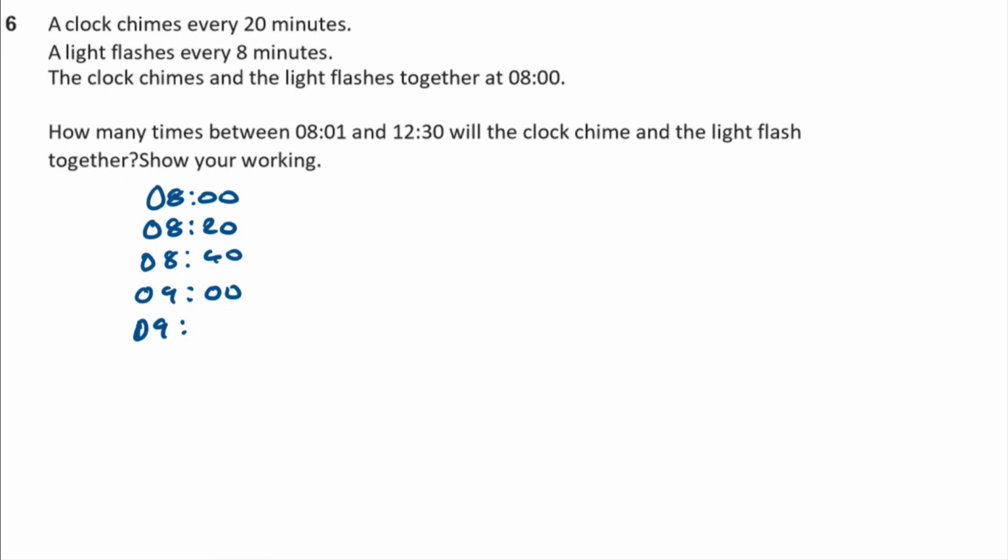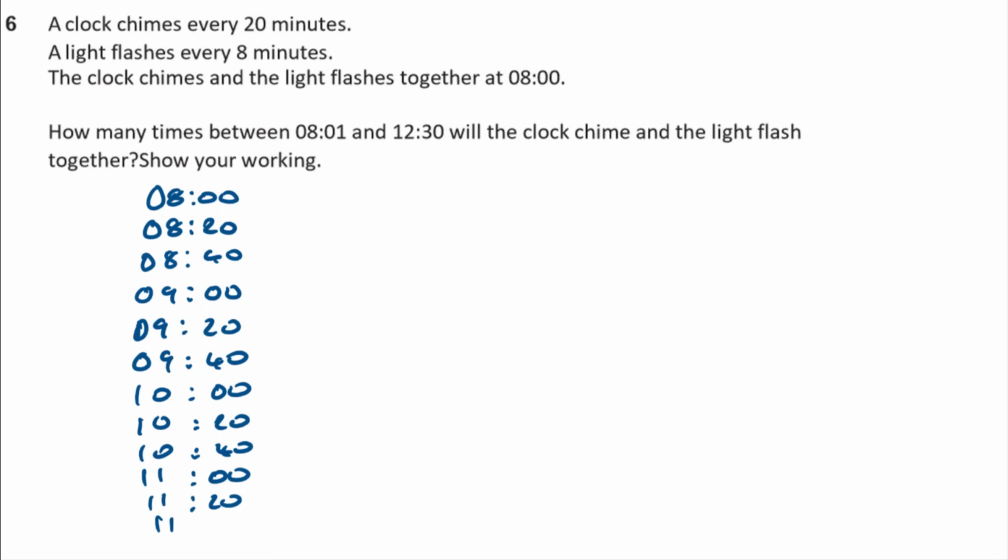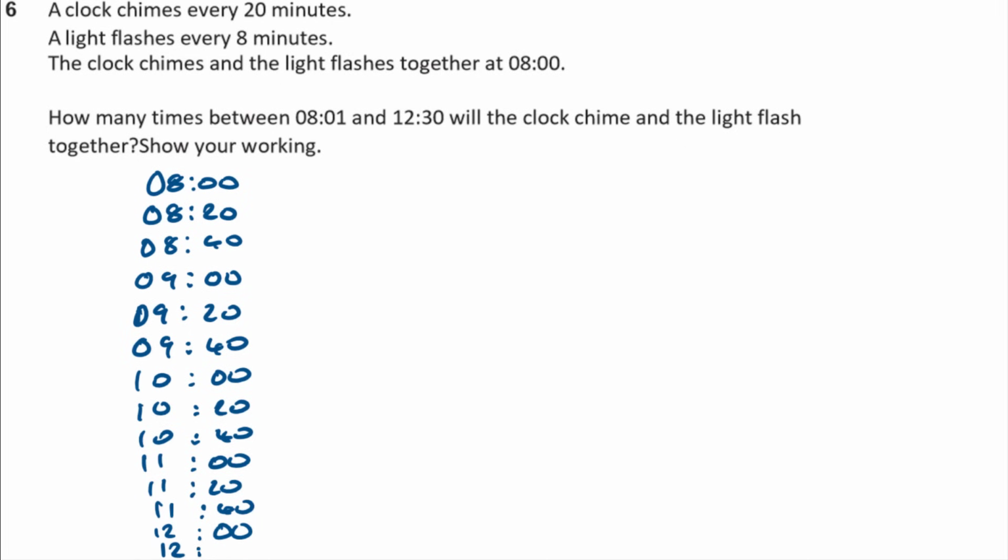So then 9:20, 9:40, 10, 10:20, 10:40, 11, 11:20, 11:40, 12. I run out of space, and then it's 12:20 as well, isn't it? 12:20. Okay, so obviously this one at the top doesn't count because we're counting from 8:01, so that one is too early. So how many times does it chime? 1, 2, 3, 4, 5, 6, 7, 8, 9, 10, 11, 12, 13. Okay. Now, what about the light?